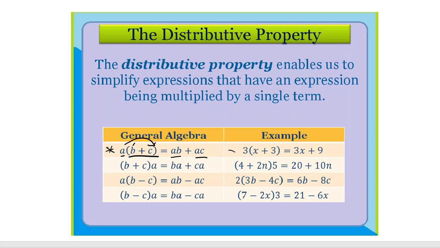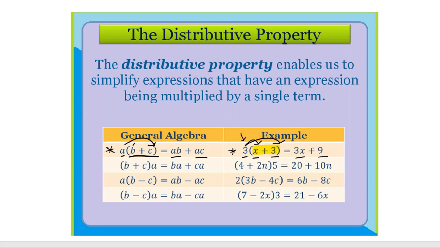Here's an example with some numbers and variables. We have this 3 right next to this parenthesis, and inside the parenthesis we have an x and a plus 3. When we use the distributive property, we have to multiply both the x and the 3 by the 3 that's out front. So 3 times x gets written as 3x. 3 times 3 is 9. So this expression becomes 3x plus 9.